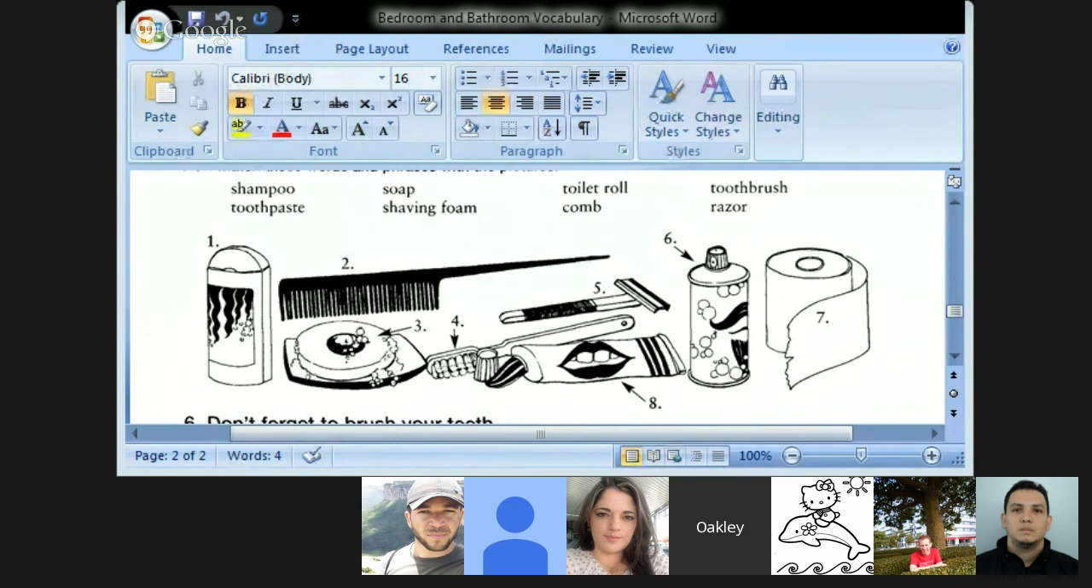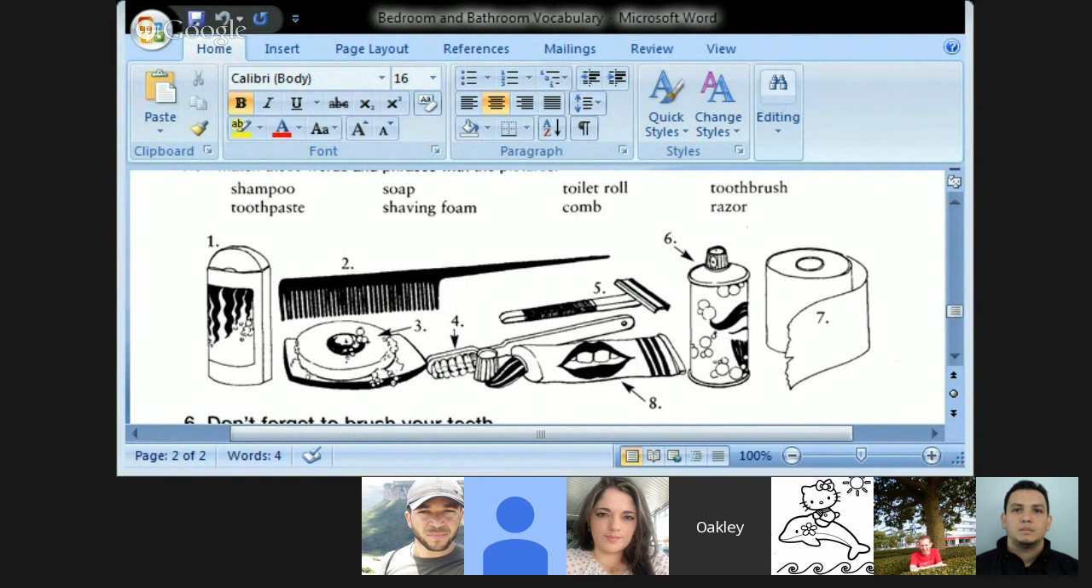Okay. Alejandro, number six. Speaking of razors. Shaving foam. Yep, shaving foam, sometimes called shaving cream. Either one is perfectly normal to use. And Paula, last but not least, number seven. There is the toilet roll.